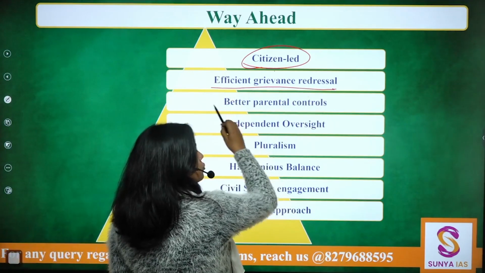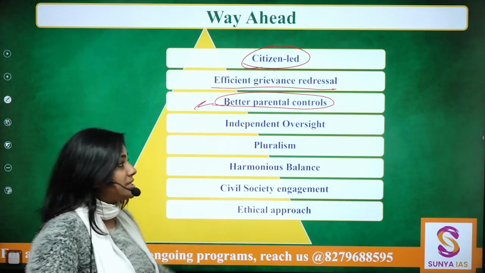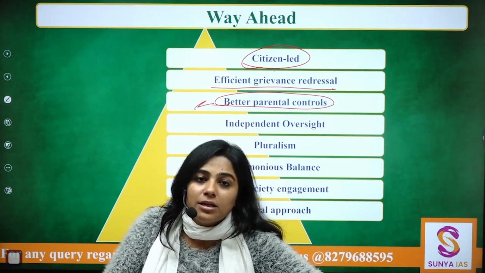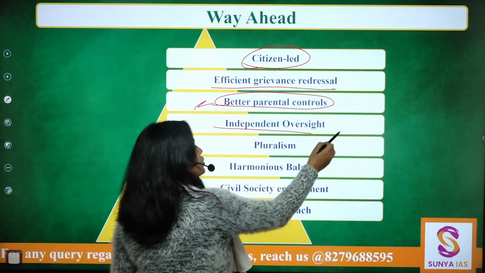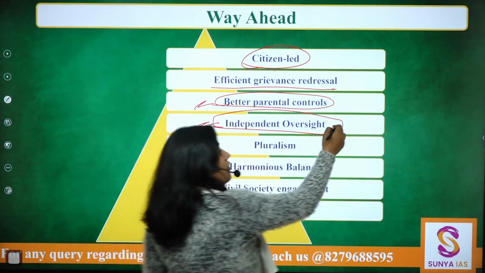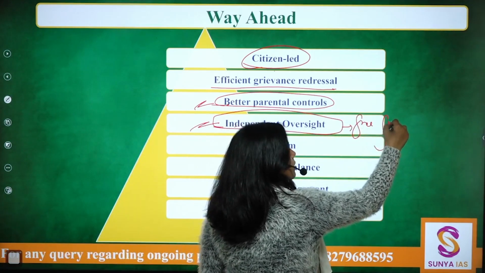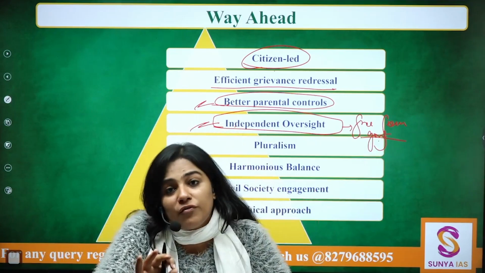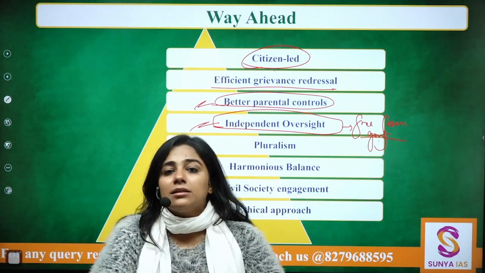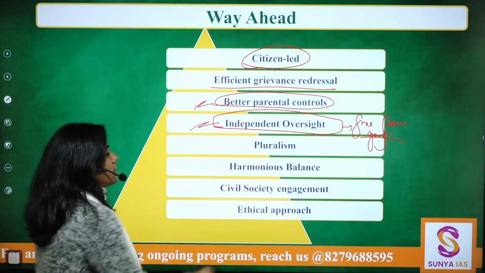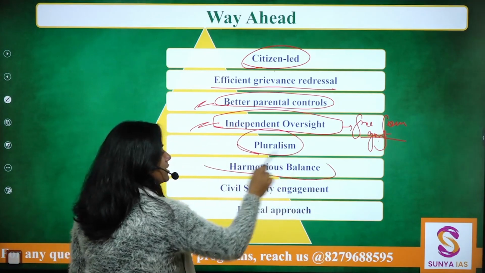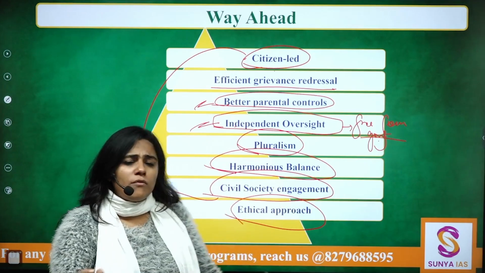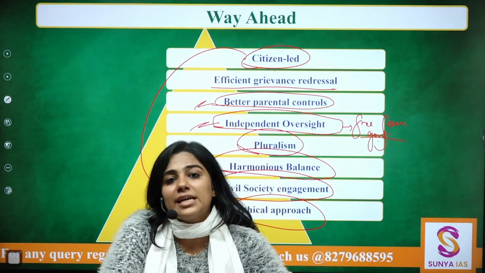Efficient grievance redressal should be there. Parental controls are very important. This is a primary thing, right? Our children have to be safeguarded from any violent content. So parental controls. There has to be independent oversight, that means free from government control. This fact-checking unit has to be as independent as the Election Commission of India, because it cannot be led by the government itself. There has to be an independent fact-checking unit. Pluralism has to be encouraged. A harmonious balance has to be maintained. Civil society has to be engaged, and there has to be an overall ethical approach to content creation also.